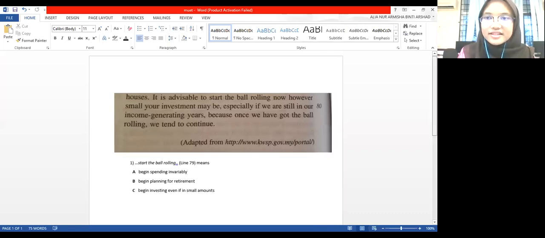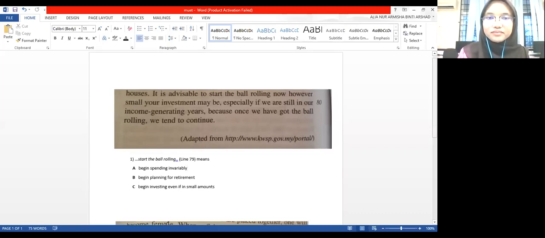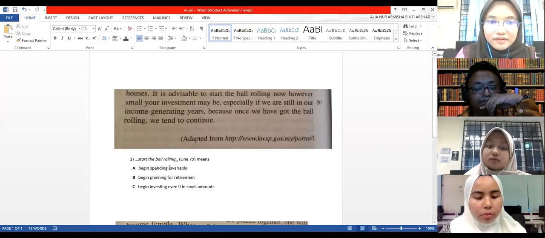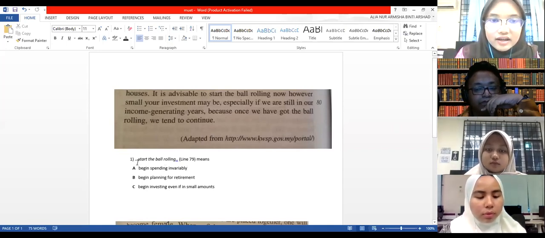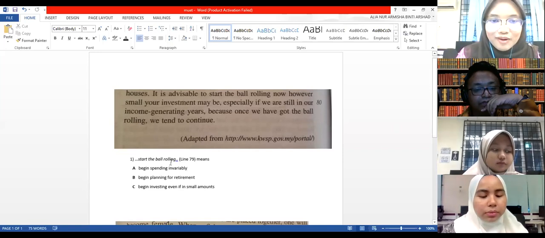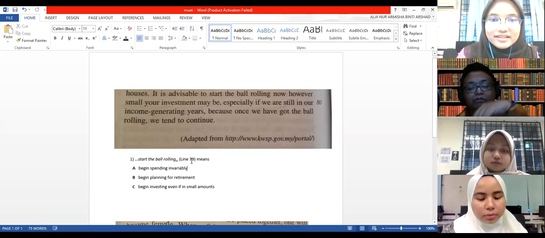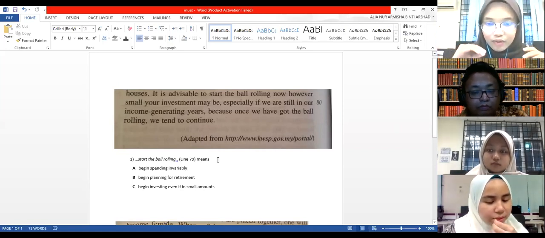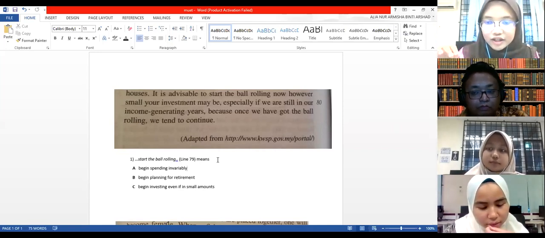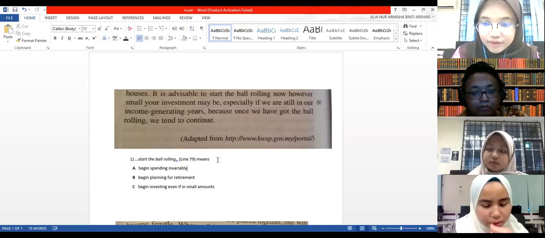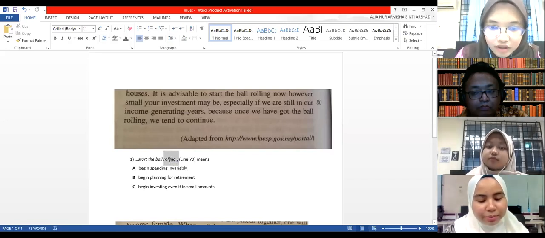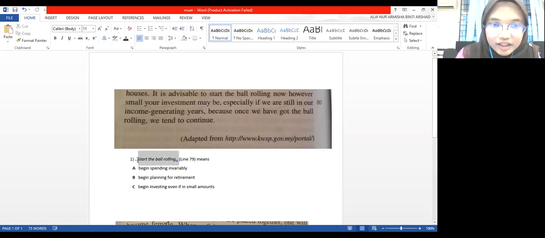So this is types of MNT question. So the first step is you read twice and understand the statement. So let me read for you. First question. Start the ball rolling. Line 79. After you read and understand what the question wants, you highlight the keywords. The keyword is the word that you need to find the synonym that matches with the answer option. So this is the keyword.